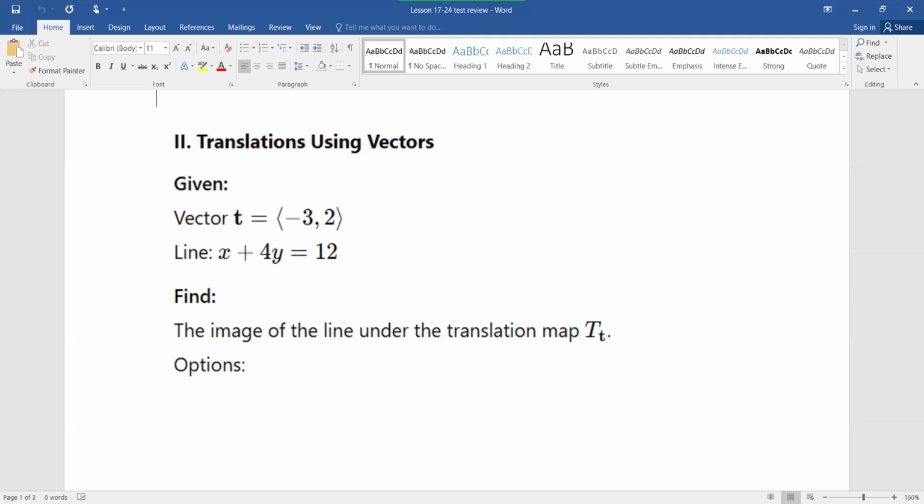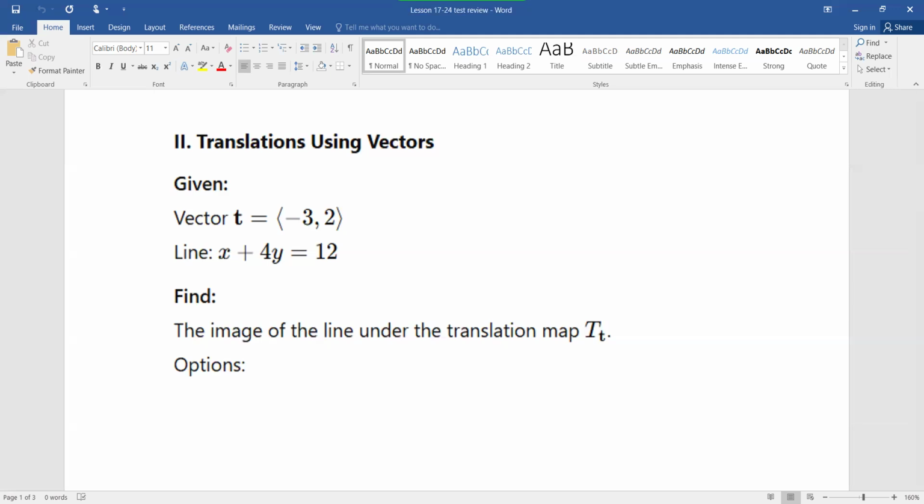Everyone had time to write this out. All right, so what this question is basically asking is, here's a linear line right here, and here is a vector t. If I was to apply this vector to this linear line, what would its new line be? So here's the process of doing that.